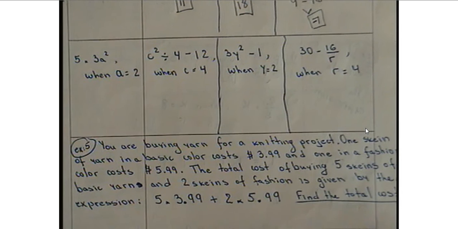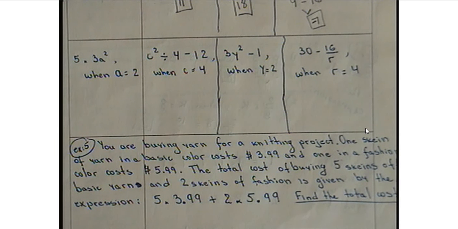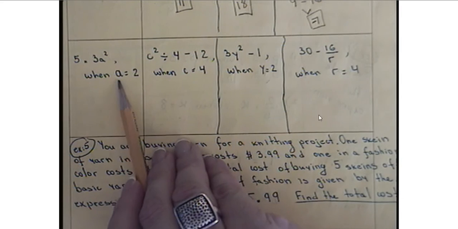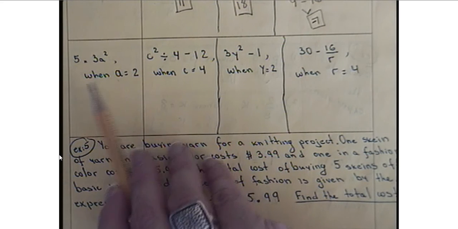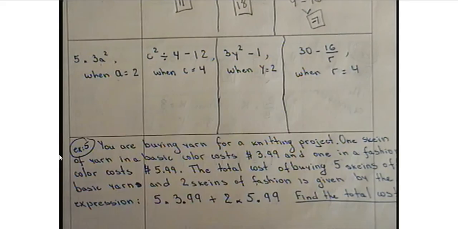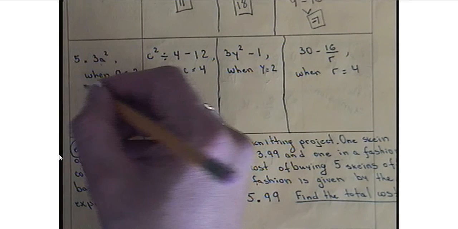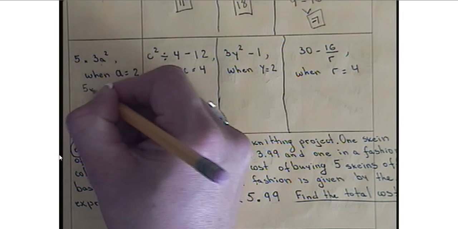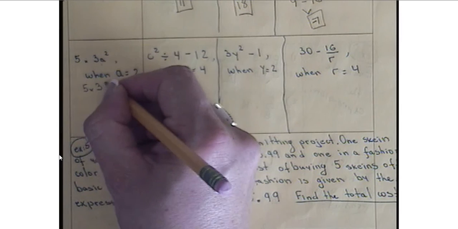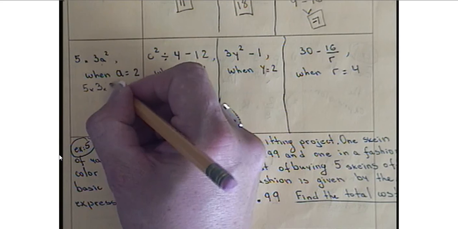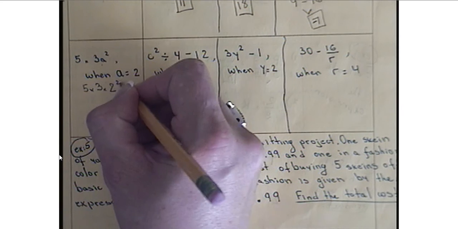Another example that we have given is 5 times 3a squared. Solve the expression when a equals 2. So if we know that the variable equals some number, we just need to substitute that variable with the number and do the calculations. So it will be 5 times 3, a will be times 2, and then to the second power.